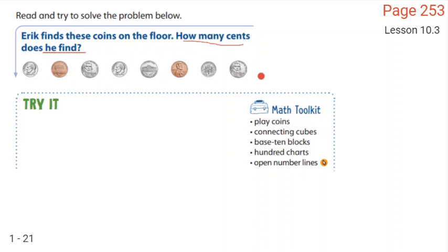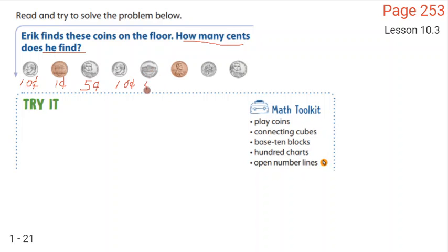What are their denominations? Well, this looks like 10 cents because it's a dime. And this is a penny, which is equal to 1 cent. It looks like a nickel, which is 5 cents. We have a dime here again. There's another 10 cents.